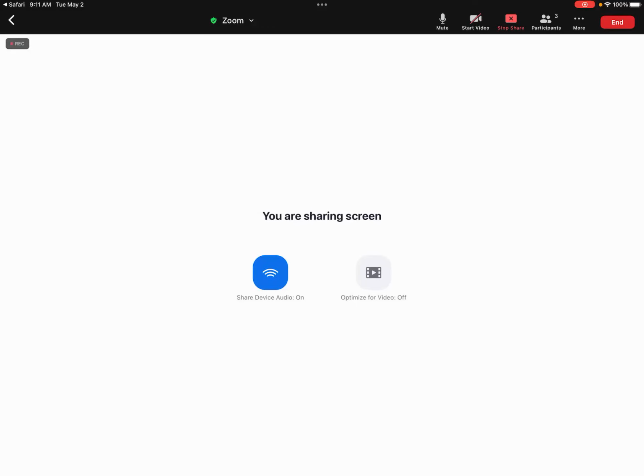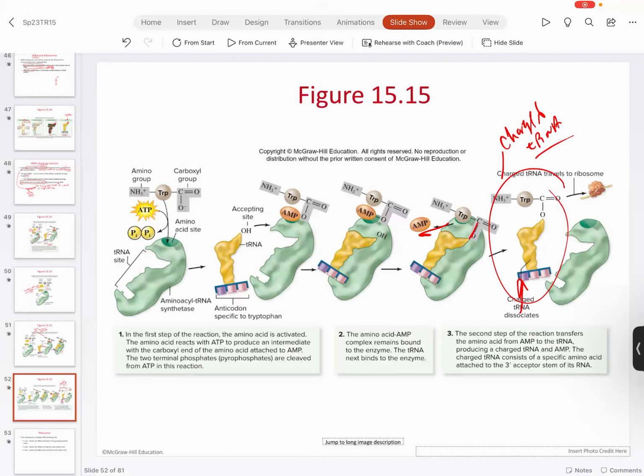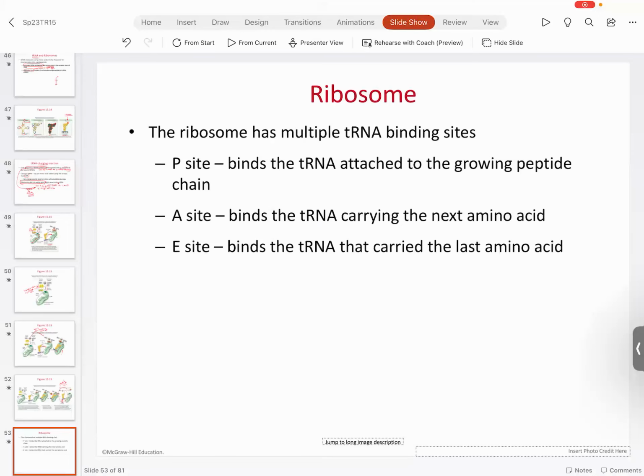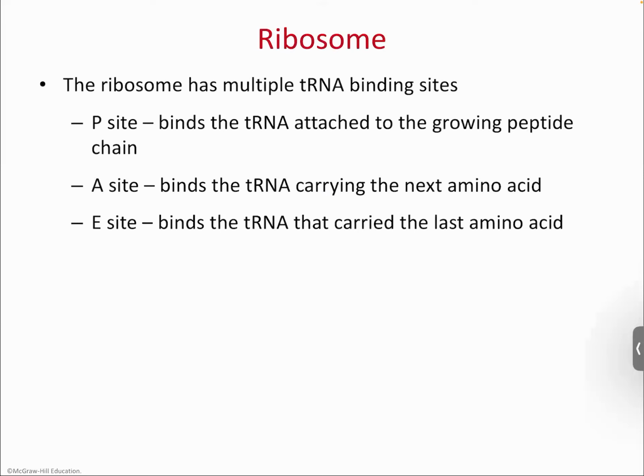Finish chapter 15. Let's look at where we left off. We just got done talking about charging up a tRNA, and now we are on the ribosome. So the ribosome itself will have three major active sites: the P, the A, and the E site.